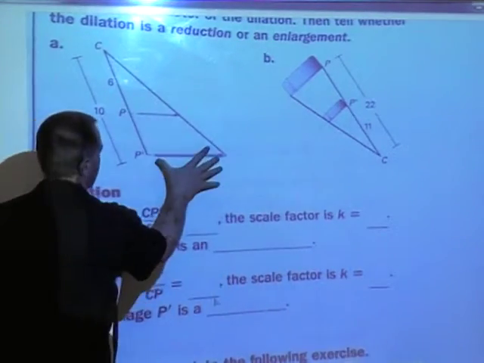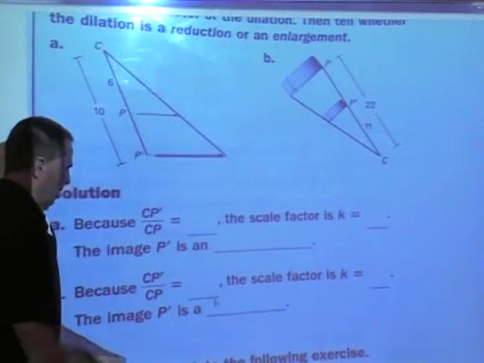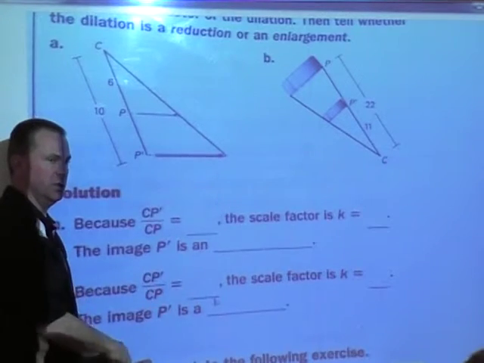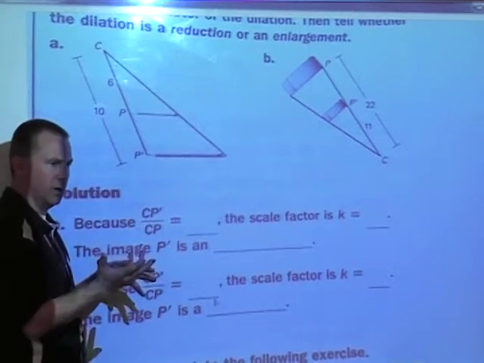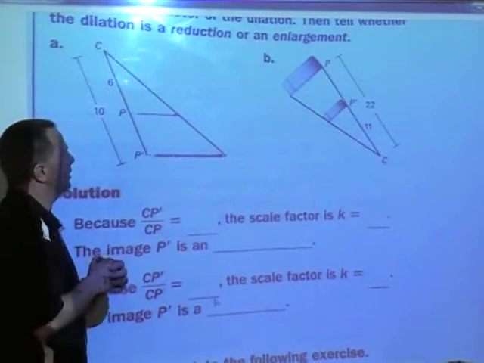So if I take a segment at the pre-image, remember pre-image is what you're starting with, and you're getting an image, which is your prime image. Do not mix up pre and prime, okay? So make sure that you definitely know the differences in those things.